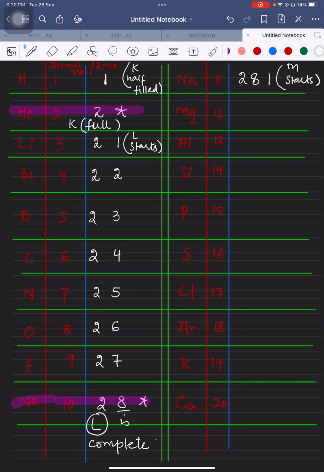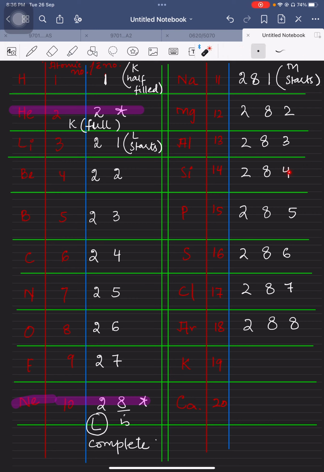And then what about our magnesium? It is 2,8,2. It is 2,8,3. It is 2,8,4. It is 2,8,5. It is 2,8,6. It is 2,8,7. It is 2,8,8. Now I'm going to explain this to you. What is the meaning of 2,8,4? It means 2 electrons in the K shell, 8 electrons in the L shell, whereas 4 electrons in the M shell.